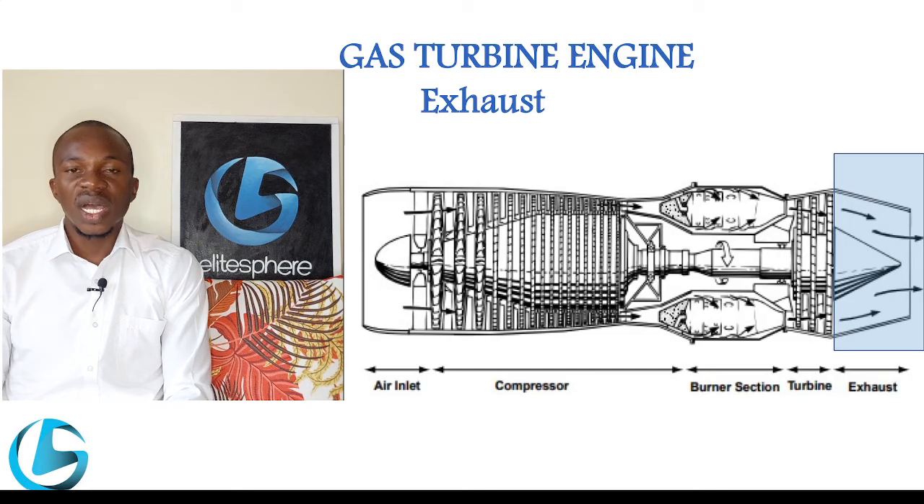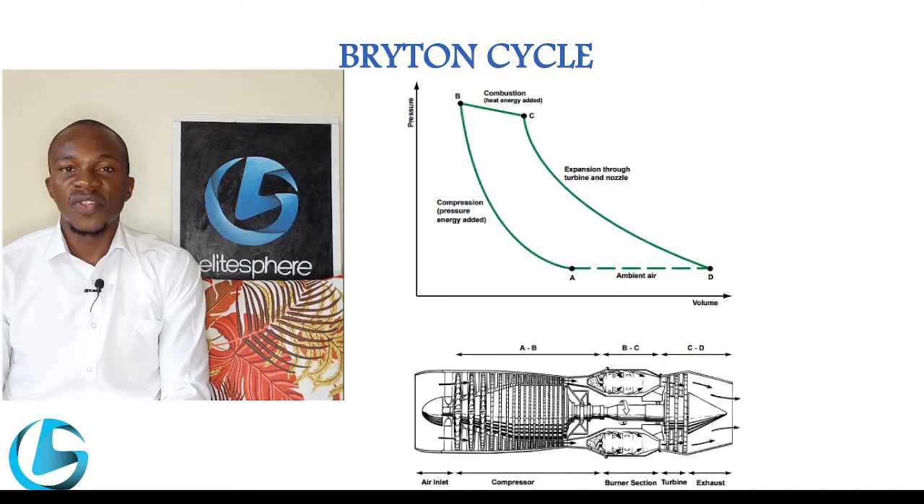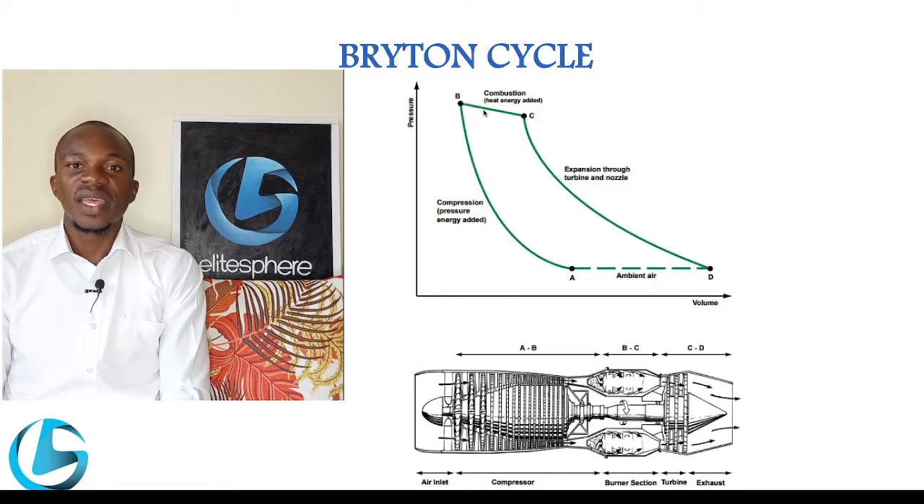I will also use a graph to illustrate these events. The process starts from here. Once the air is delivered to the compressor, the air is compressed, where the pressure is increased up to this point. From this point B, the air goes into the combustion chamber where heat and fuel is added. This increases the volume and the temperature inside the combustion chamber.